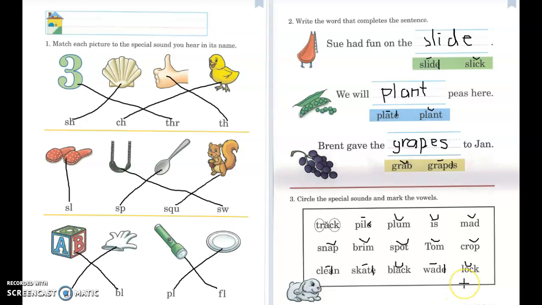All right, very good. Make sure that you have all your work completed, and then you can put your phonics work away. Thank you.